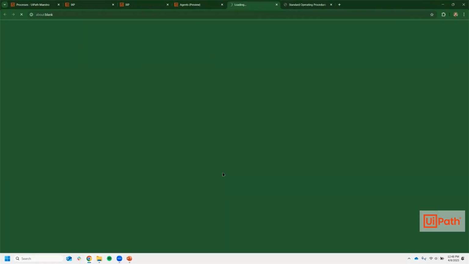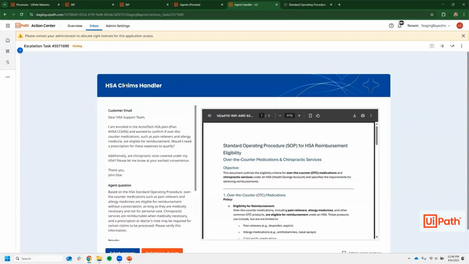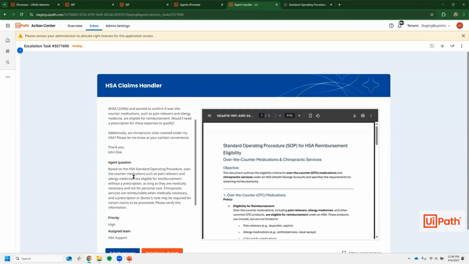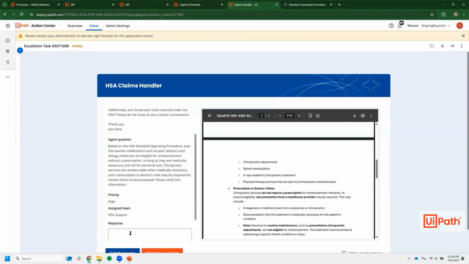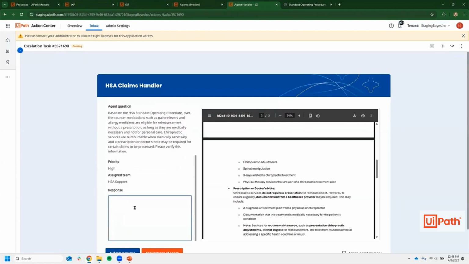To go back to the overall workflow, I am going to go and view this escalation task I have configured. Here you'll see the HSA Claims Handler app. In that, you'll see a couple key pieces of information. One is you'll see the original customer email, and then you'll see the agent question it's posing back to the human user to verify. In this experience, the human user is able to review the agent question, compare it to the standard operating procedure, and then go ahead and submit a response saying if the expense is eligible or not.